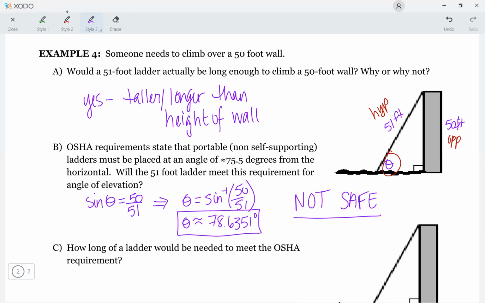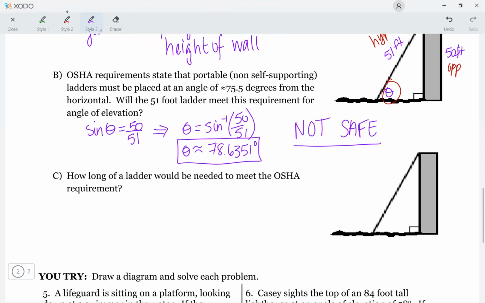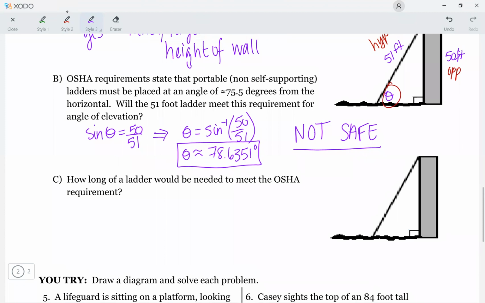requirements? So let's change our diagram a little bit. We've got another diagram we can draw it out on. So we have to figure out what is the possible length of our ladder. The height of the wall is not going to change. And our angle, we're saying we are trying to set this angle to that 75.5 degrees. So we still use sine because 50 is still our opposite side. X is our hypotenuse compared to our angle that we're referencing. And so sine of 75.5 degrees equals 50 over x.